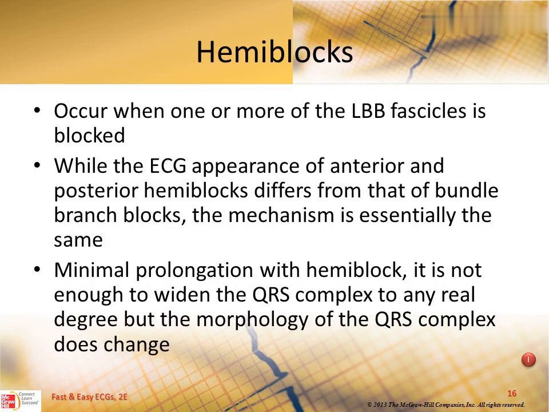Hemiblocks occur when one or more of the LBB fascicles is blocked. While the ECG appearance of anterior and posterior hemiblocks differs from that of bundle branch blocks, the mechanism is essentially the same. Minimal prolongation with hemiblock. It is not enough to widen the QRS complex to any real degree, but the morphology of the QRS complex does change. Instructional points. The most common hemiblocks occur in either the anterior or posterior fascicles.